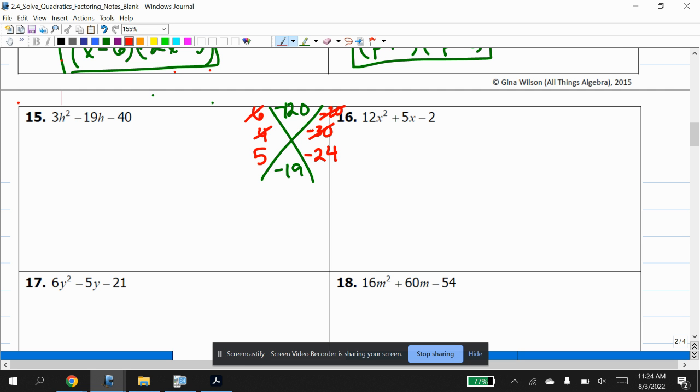Once we've done that, 3h squared plus 5h minus 24h minus 40. Again, it doesn't matter what order you put the middle pieces in there. You're just replacing that negative 19 with the two sides of your x method. Then we're going to group.